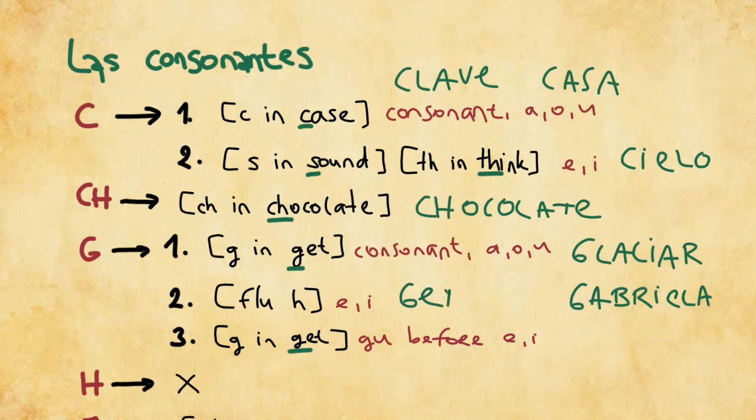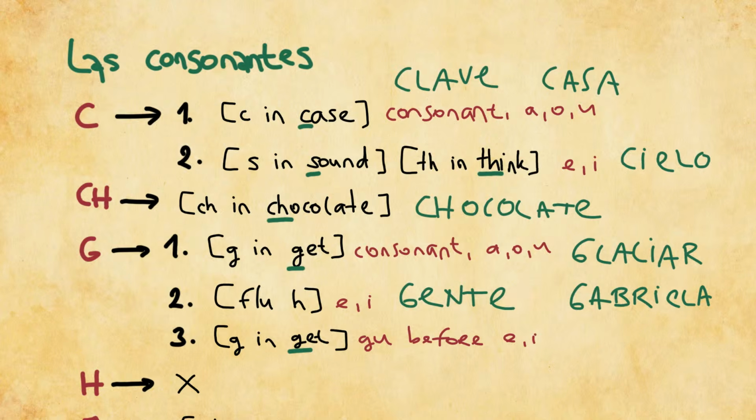However, if the G is followed by E or I, like for example in the word gente, which means people, then you read it as, and you don't have the equivalent of that in English, but I like to call it the flu H, because it's kind of like trying to pronounce H if you have a flu or if you have a runny nose. So it's pretty much a combination of H and like an R, and it sounds like this. H, okay? Gente. Glaciar, Gabriela, normal G. Gente, kind of like a flu H or a flu G.